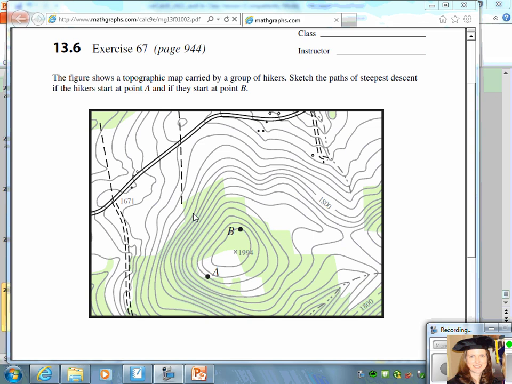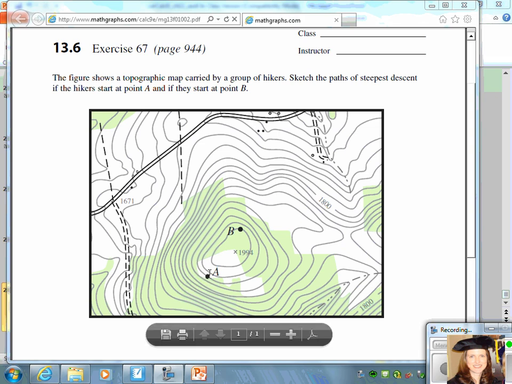And the closer those lines are together, the steeper the descent. The elevation is changing much more rapidly if those lines are closer together. It's a more gradual change in elevation if the contour lines are spaced further apart.